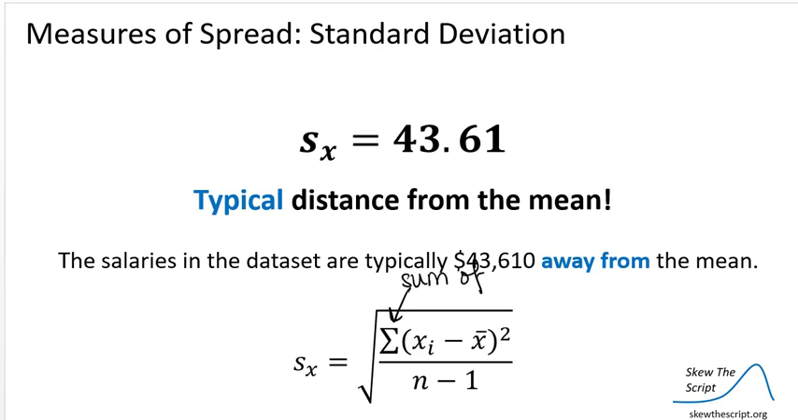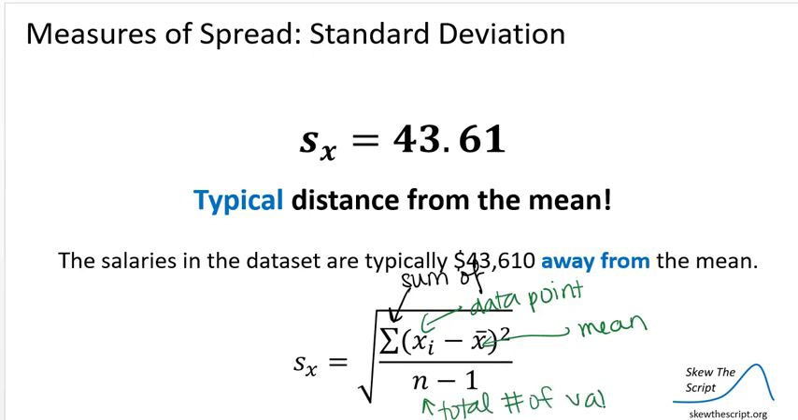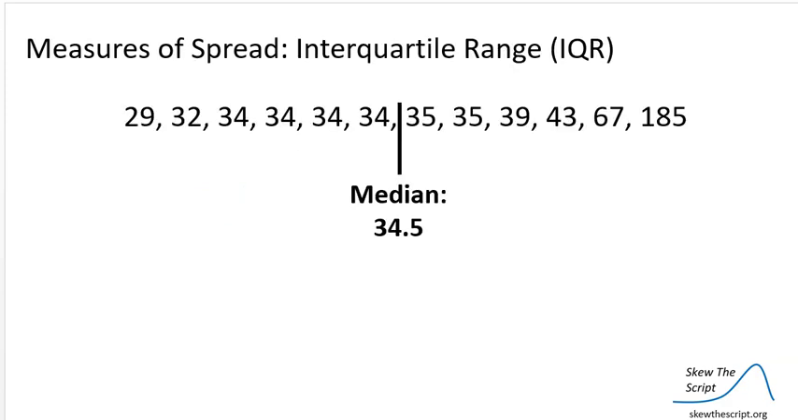Remember that this first guy right here is a data point. This guy right here is the mean. And this right here is the total number of values. And then this guy right here is going to be the typical standard deviation. And this also is in that data set.